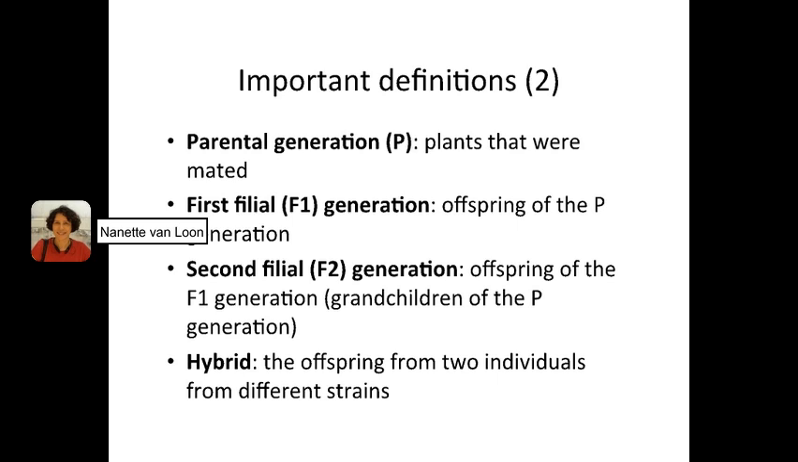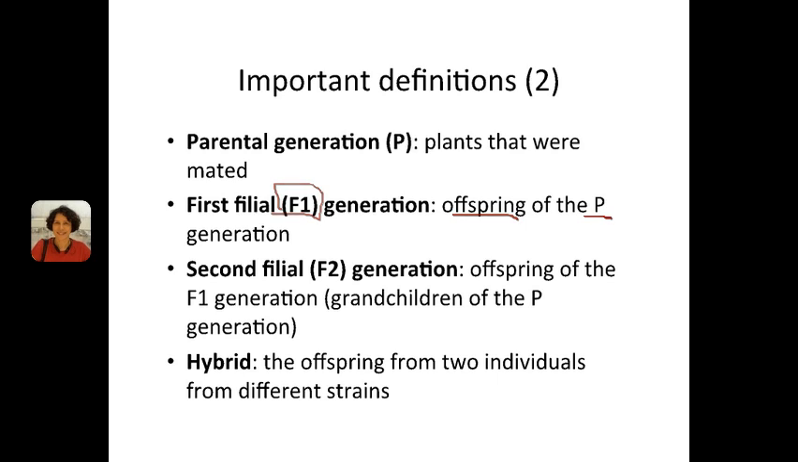The parental generation are the plants in which the cross occurred, the original cross. So as when Mendel was crossing the purple flowered plant with the white flowered plant, those would be the parental generation. The first filial or F1 generation are the children or offspring of the P generation, of the parental generation.